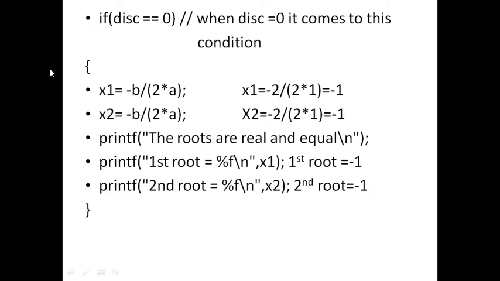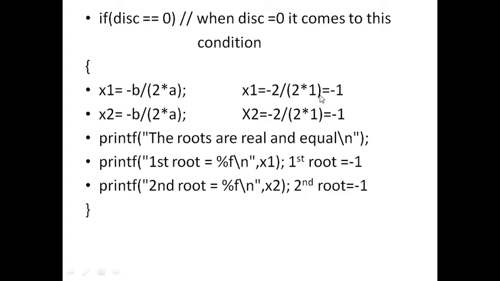Now it will check the condition. Is the disk equal to 0? Yes. It comes here. Disk condition is true. So it will come inside this, and the disk is equal to 0. So x1 is equal to minus b by 2 into a. x2 is equal to minus b by 2 into a. That means roots are real and equal.